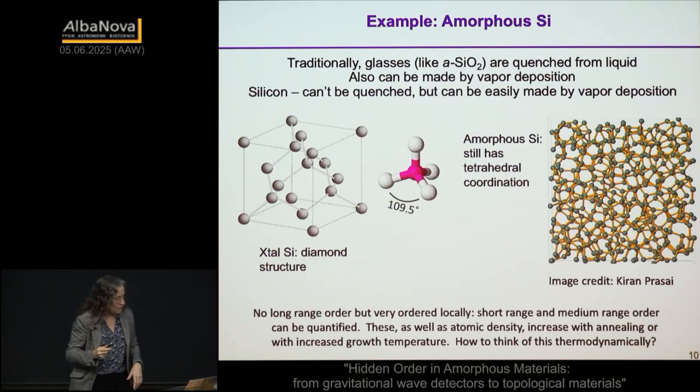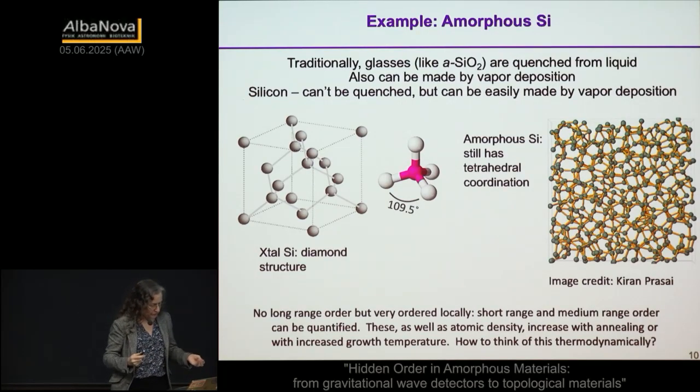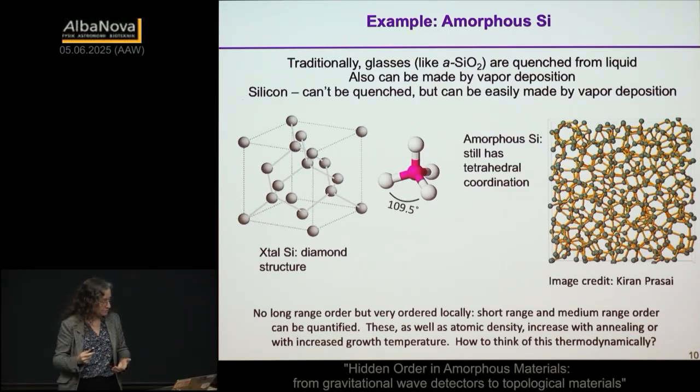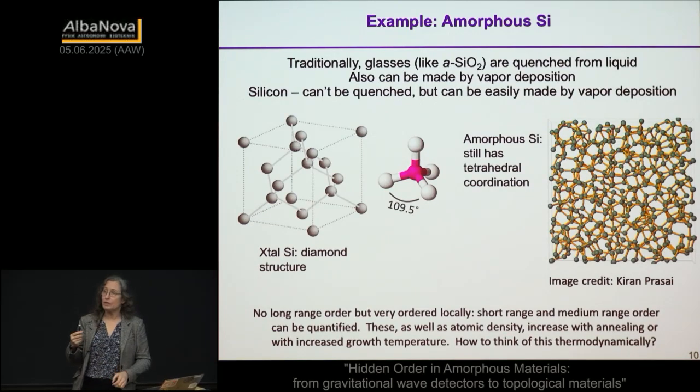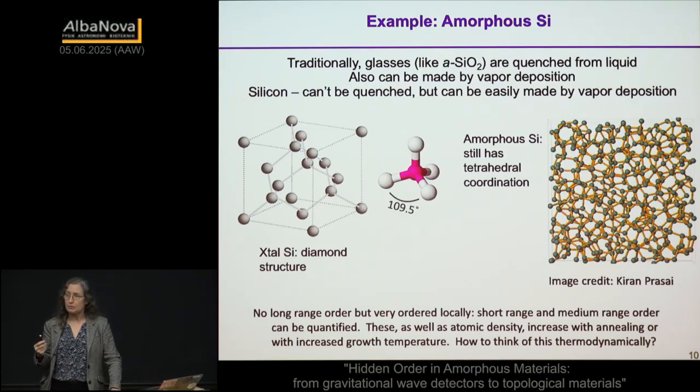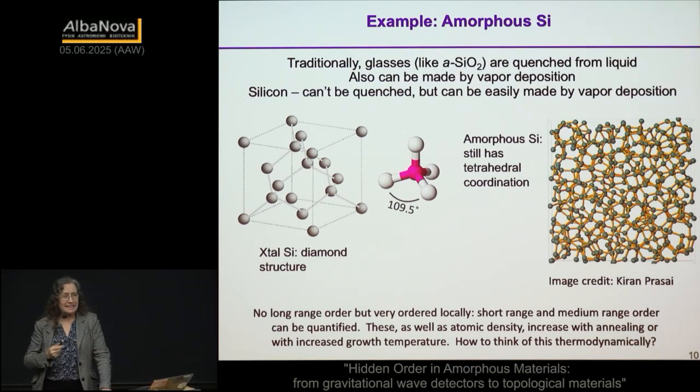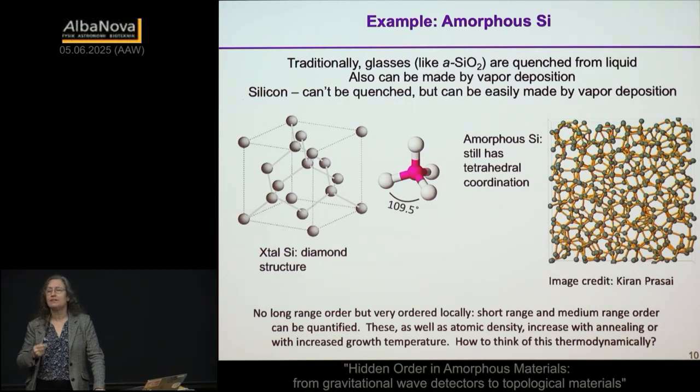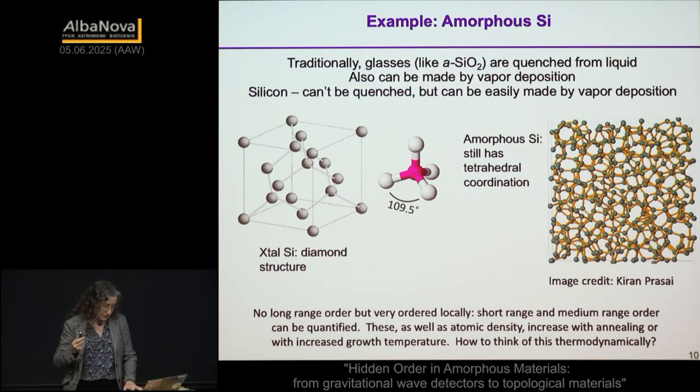Anyway, the point is, there's no long-range order, but it is very ordered locally. There is short-range order, and there is medium-range order. You can quantify those. These, as well as the atomic density, depend on how you prepare them, and in particular, with amorphous silicon, I'm going to show you some data, they increase with annealing and increase with growth temperature. So the amorphous phase is actually quite controllable, even if you can't always characterize it. And so the question underlying all this is how to think about it thermodynamically.